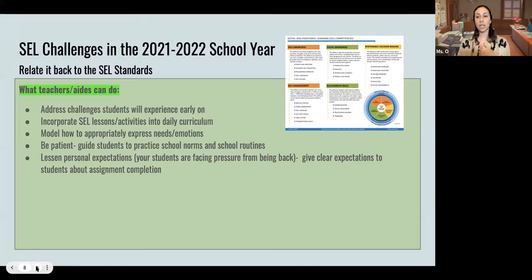So I do make sure that I'm watching myself in those moments and thinking before I'm speaking. Being patient. So that's just the key. It's one of my mantras I tell myself every day. In order to guide your students to be successful in their school norms and their school routines, you also have to be patient with yourself and with them.